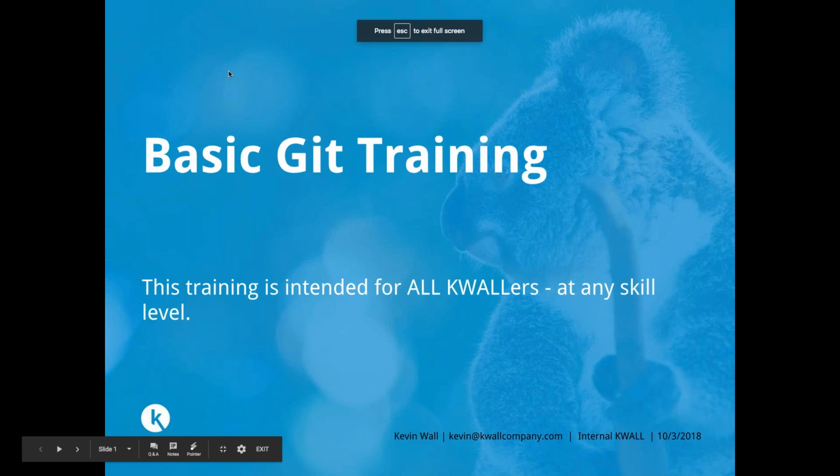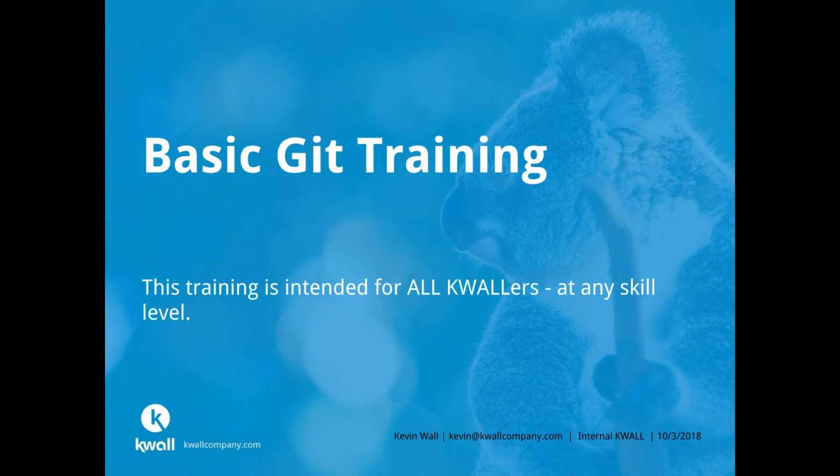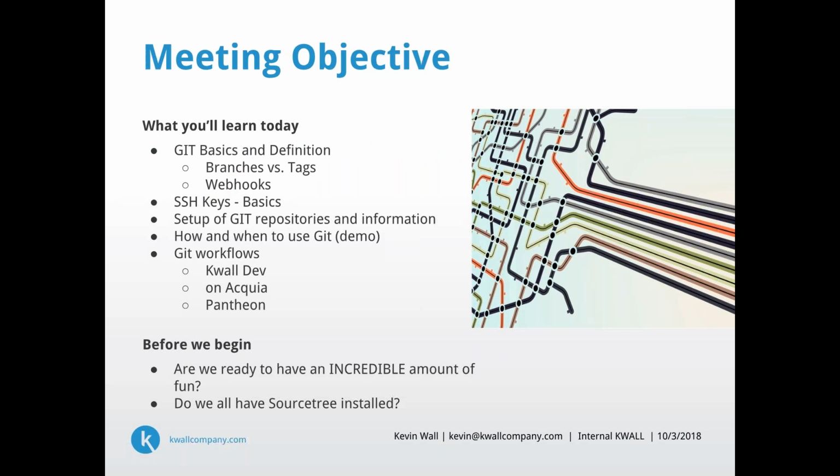Let's get started. This is for any skill level. Everybody should be able to do this, from a 3-year-old KWALL employee and up. What we'll look at is the basics, the definition and terminology, where the SSH key is, setting up a Git repository for ourselves as a workshop, and how and when to use it, and when not to use it, and then our hosting. We have our dev, Pantheon, and Aqua that we'll focus on. There are other situations, but we're not going to focus on those because it's a once-in-a-while kind of thing, although it should follow the same idea.